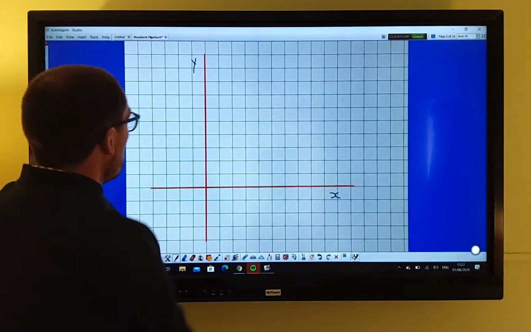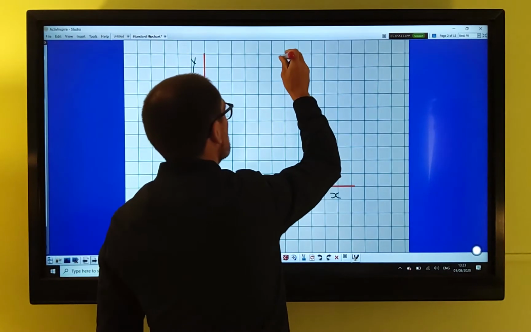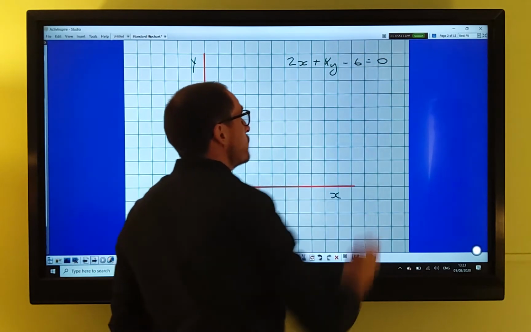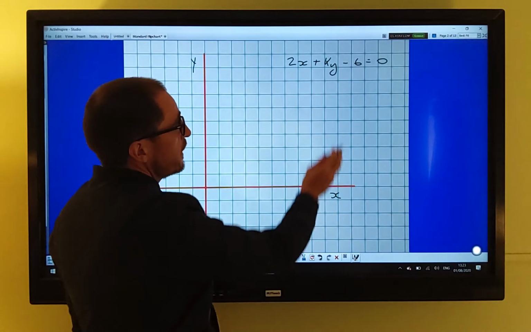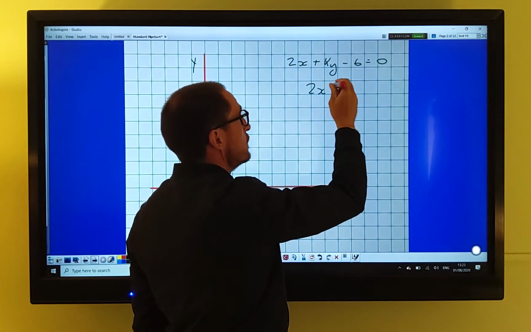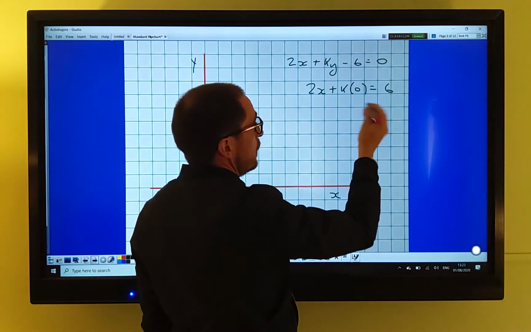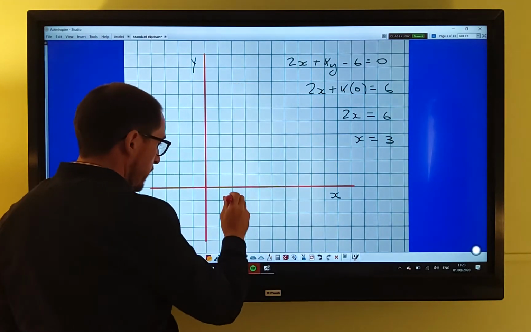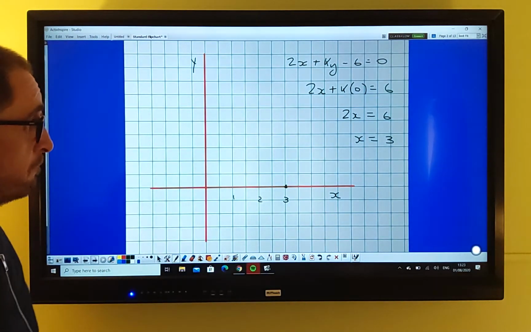Now, we're given the line, 2x plus ky minus 6 equal to 0. I can use this information now, because wherever this line hits the x-axis, y will be equal to 0. So if I put 0 in for y, that means 2x plus k times 0 is equal to 6, adding 6 to both sides. So basically 2x will equal 6, so x will equal 3. So if I have 1, 2, 3, that's one point. That's how I got that bit there.